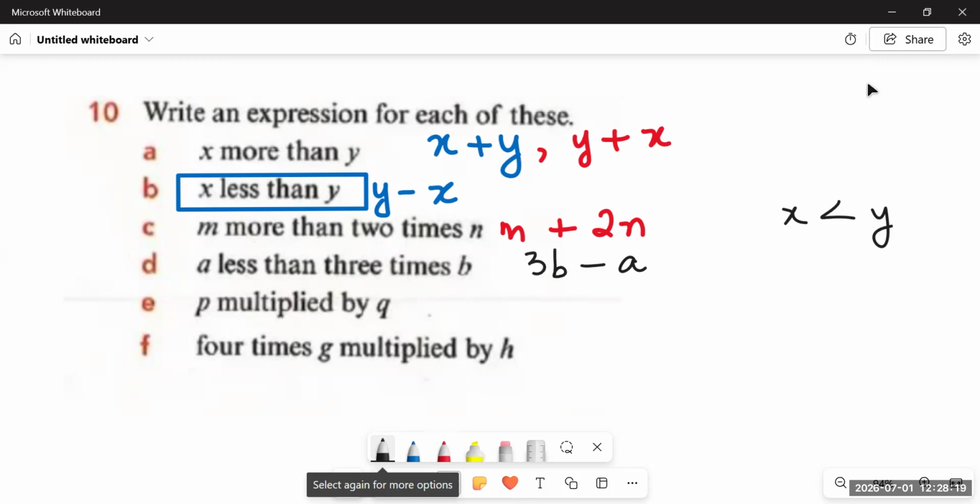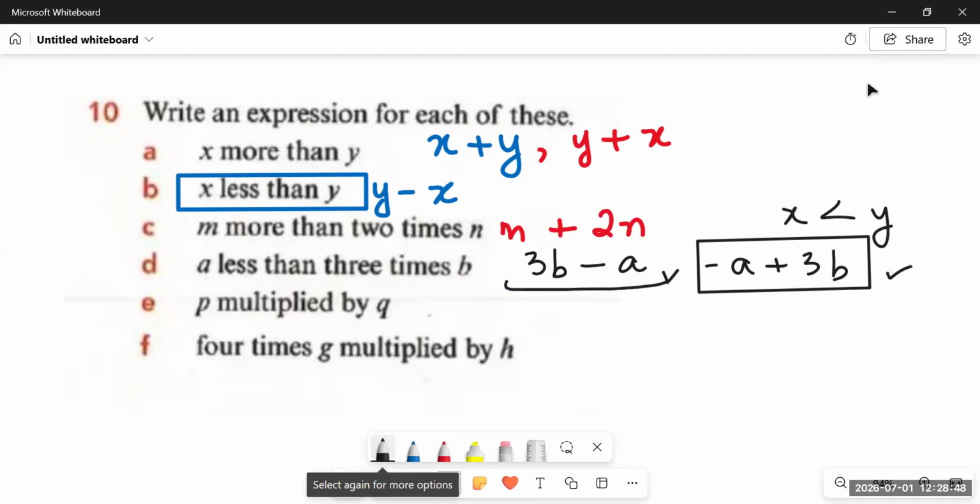Most students make mistakes in "less than" because it's a minus sign and they get confused. So if it says a less than, write it down as minus a. You can write it like this as well: minus a plus 3b. Okay, if you are confident, then you can write it like this. If it says a less than 3 times b, it's minus a plus 3b. It will not be a minus 3b. If you can write it like this, then fine. But this one is better because memorizing it in one way is better than memorizing it in 2 to 3 different ways. So 3 times b is 3b, minus it.